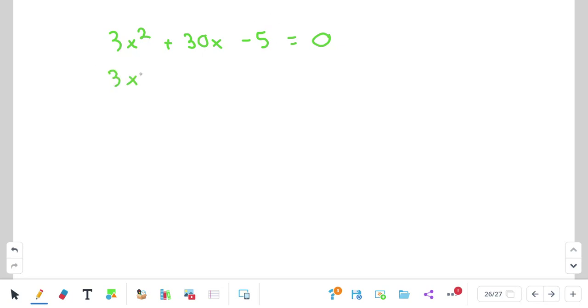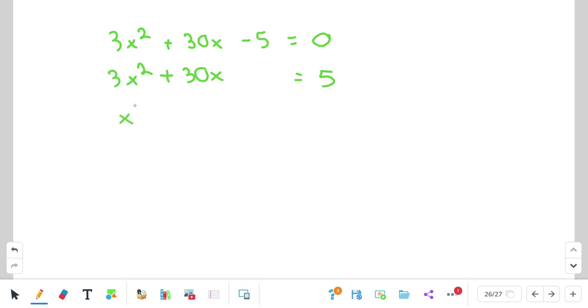So I'll write 3x squared plus 30x equals 5. So I just added it to both sides. Now, this is the first time I've had a 3 out in front there, so you know what I'm going to do? I'm going to divide everything by 3. Okay? I'll divide this by 3, this by 3, and this by 3.